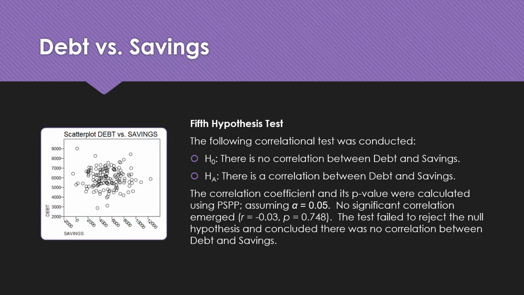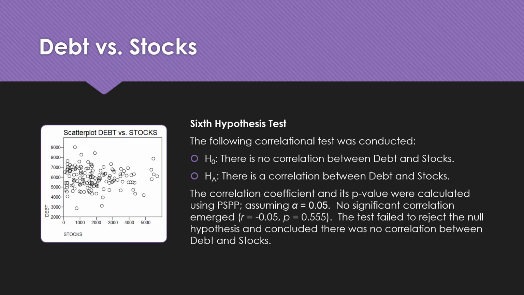The X's and Y's are all over the scatter plot. So we failed to reject the null hypothesis, and in this case have determined there is no correlation between debt and savings. Our sixth test, we looked at debt versus stocks.